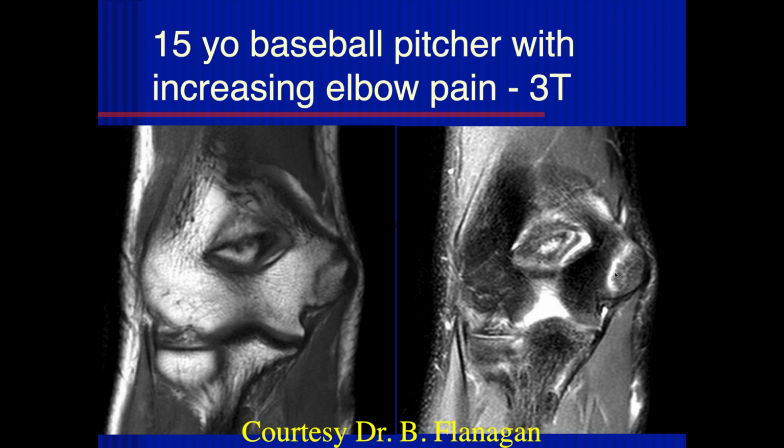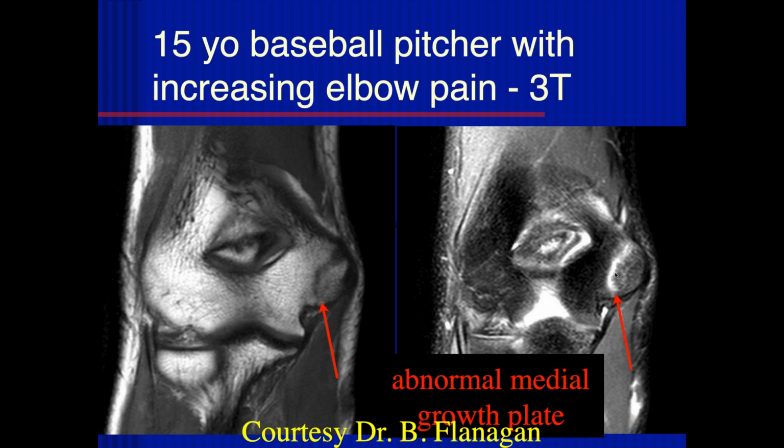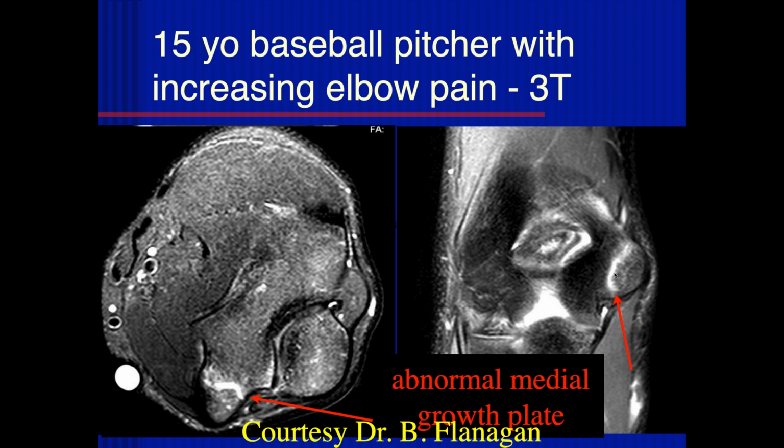So this is a 15-year-old baseball pitcher with increasing elbow pain, and we can see here the medial epicondyle. There is some fluid signal intensity along the physis, and his physis should be closed at this age. So I'd wonder how long he's been playing baseball and how long this has been going on. But this is at least a traction injury.